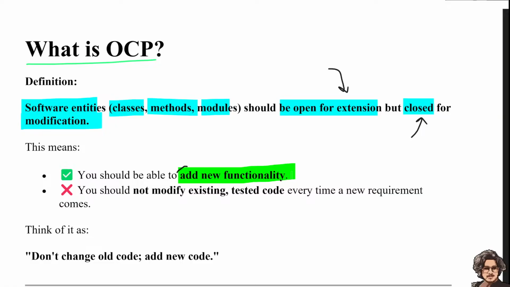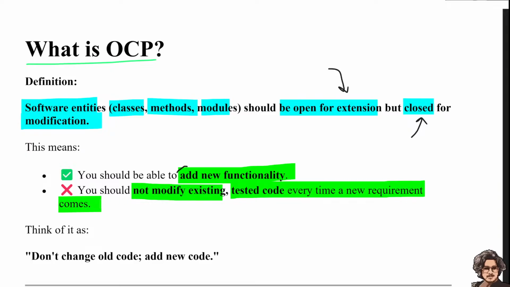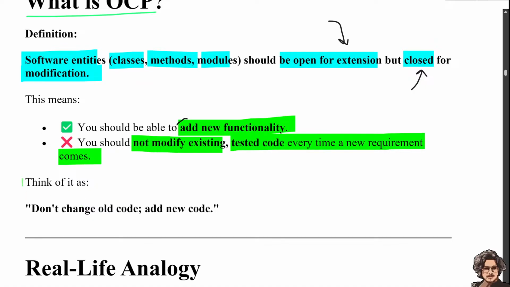We have a payment service in which we are now using Paytm. If you want to add a feature like Google Pay, we can add this new functionality, but you should not modify the existing code every time a new requirement comes. We simply add the new functionality without changing the existing code. Think of it as: don't change old code, add new code.